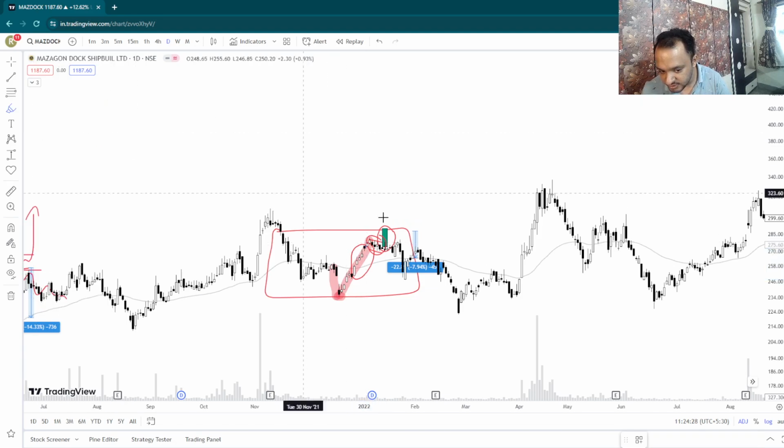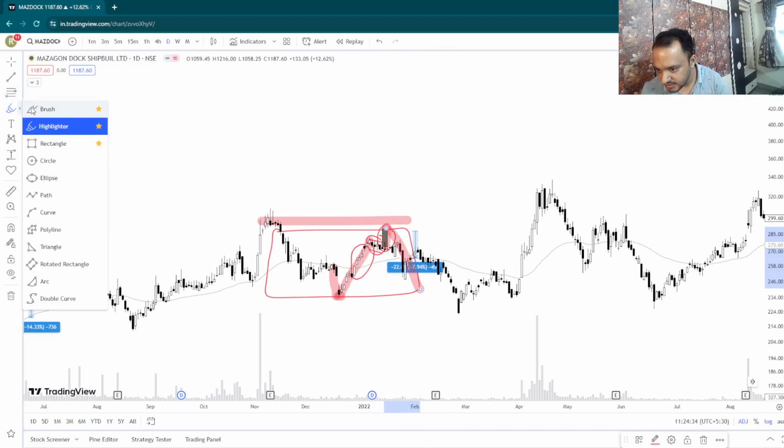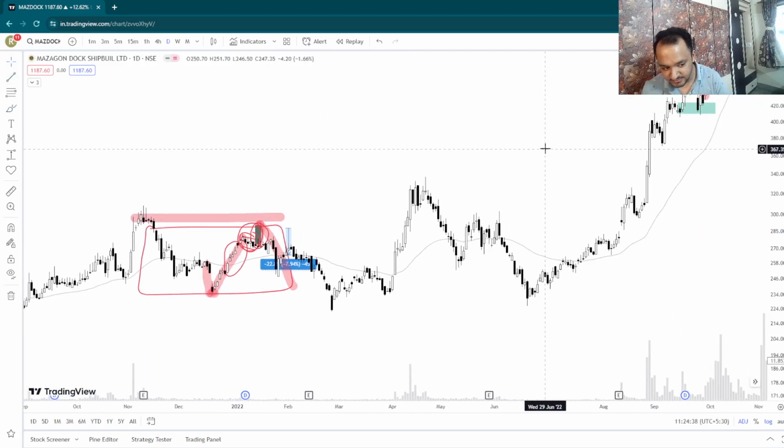So here you might end up buying a breakout, and then from this supply you will get sold off again. So these extended moves can also happen inside a range.